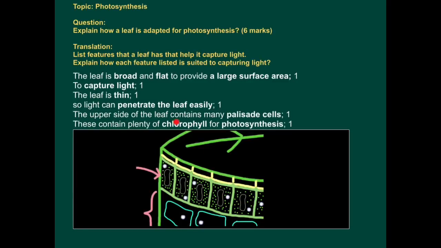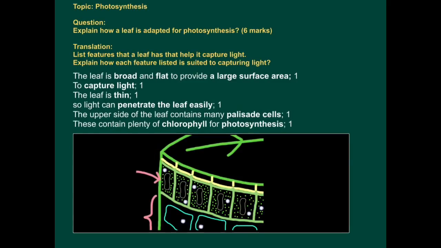The upper side of the leaf contains many palisade cells. These are palisade cells and they're right at the top so they can basically meet and greet light as it arrives. Palisade cells contain plenty of chlorophyll, these green dots here, for photosynthesis. So chlorophyll is basically a light-sensitive pigment, which is where photosynthesis occurs. So the feature is palisade cells, and we've explained why it's useful because they contain chlorophyll for photosynthesis. So you can see light falling onto those palisade cells and photosynthesis can be carried out.